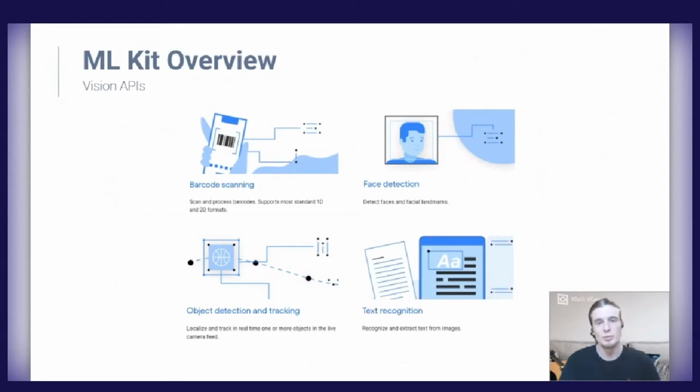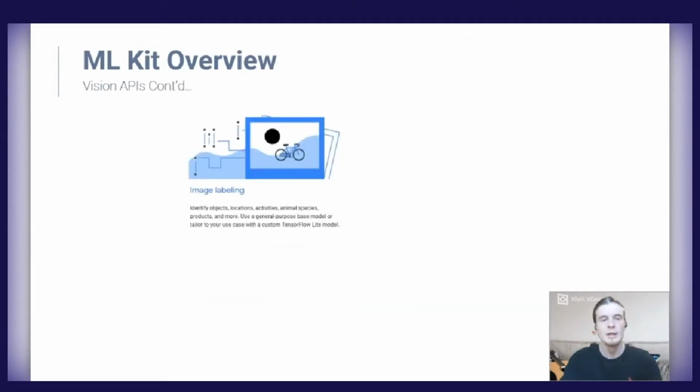Text recognition as well. Obviously, this is the bread and butter of OCR applications, so of course it performs text recognition. We have APIs for image labeling as well. So from my experience, this isn't the most effective API, but it does certainly work, and it's certainly interesting to see it in action. But it allows you to identify objects, locations, activities, animal species, products, and so on and so forth. You can use a general purpose base model, which is what I've been using, which is why the image labeling is probably a little bit off.